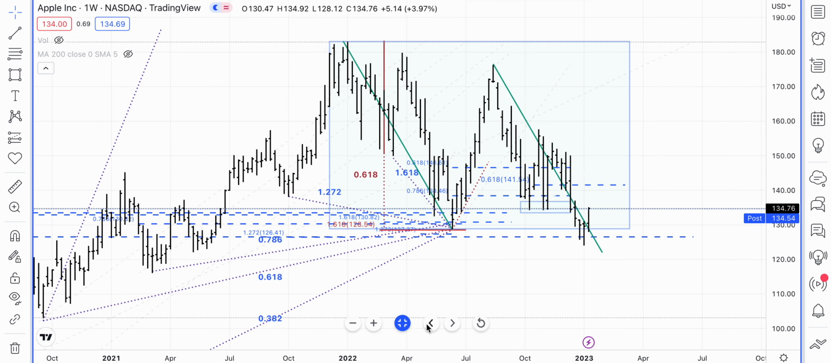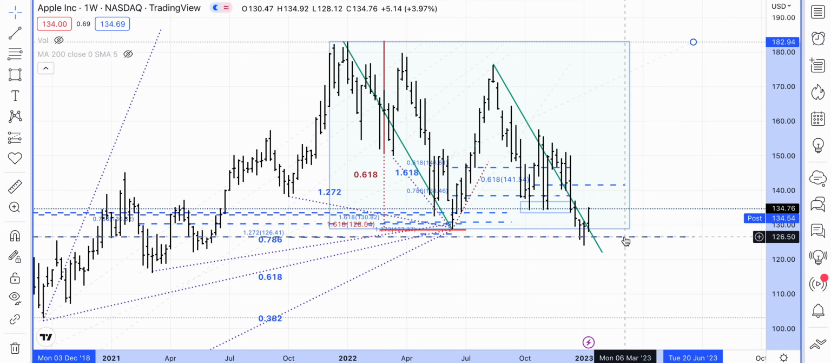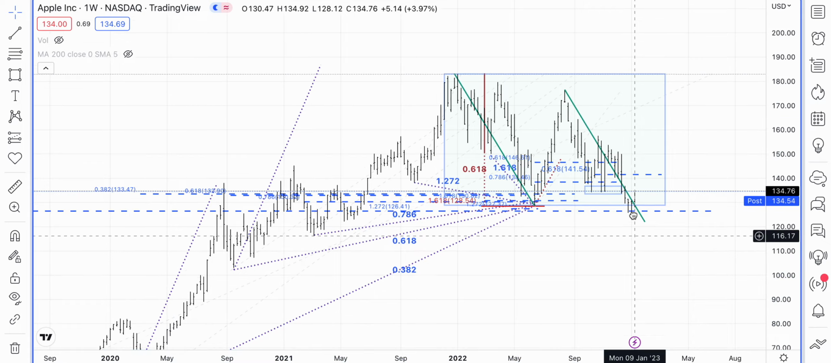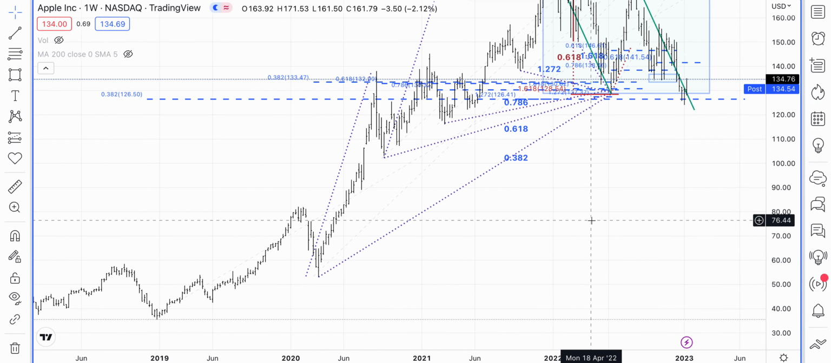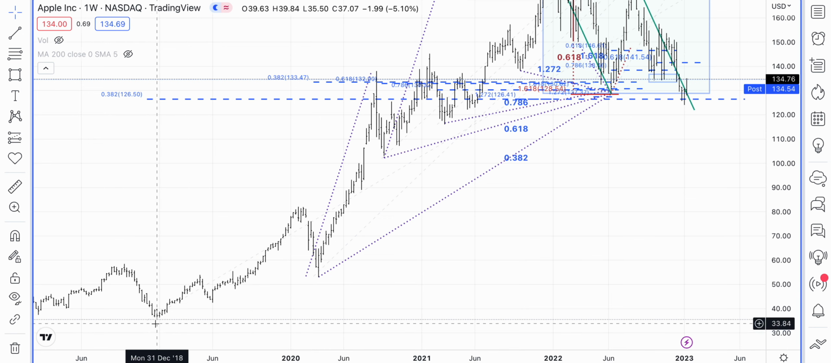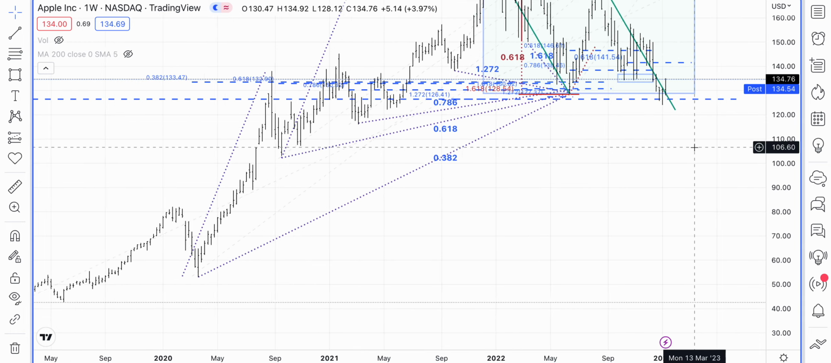Apple on the weekly chart. So this is the weekly chart of Apple, and here we see that big ABCD completing around this region, so the stock came very close to it, and this one is the real deal. I'll show you what this is. This is the 38.2% Fibonacci retracement going back all the way to the 2019 low, and this came in around 126.50. And what did the stock do?